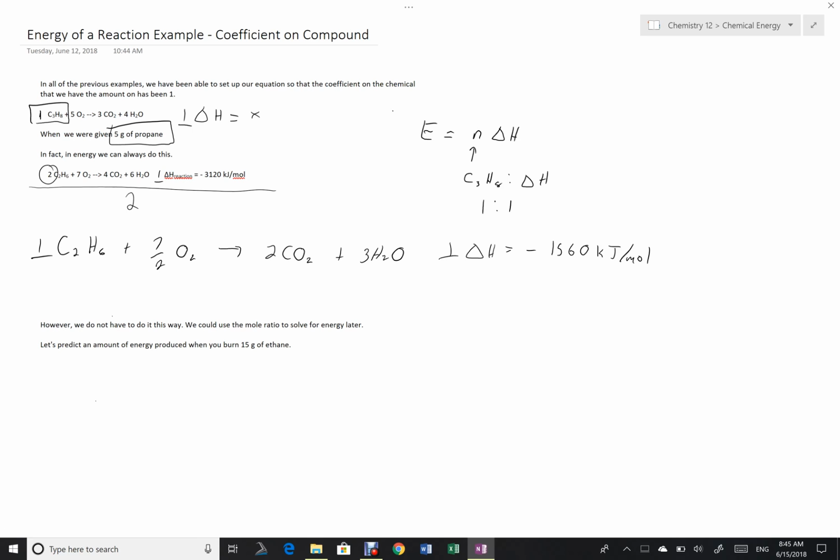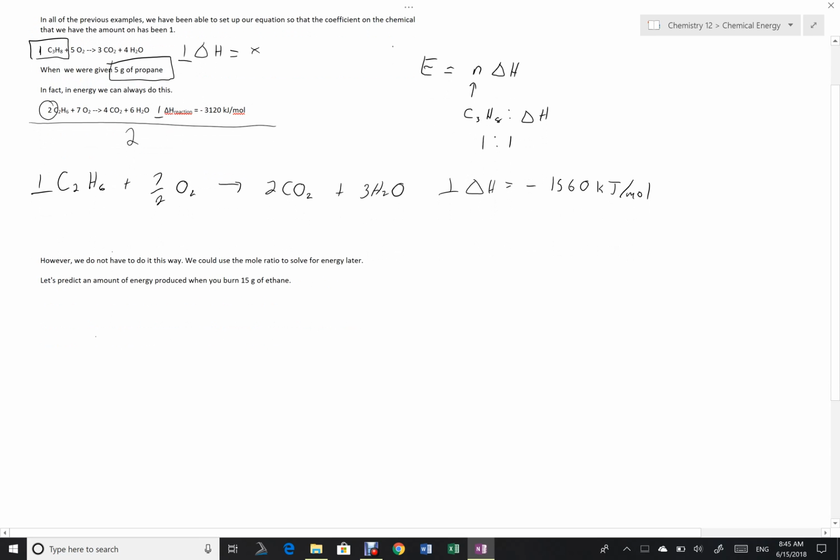However, you might not like this for some reason, and if you don't, we can still use the mole ratio way that we did back when we were doing stoichiometry in grade 11. So if I really want to work with 2C2H6 plus 7O2 going to 4CO2 plus 6H2O with a delta H of negative 3,120 kilojoules per mole, then I can do that. I just have to remember to include the mole ratio between the species and the energy when I would typically include a mole ratio. So let's go ahead and do this problem both ways, find the energy, and then we'll see that it's the same.